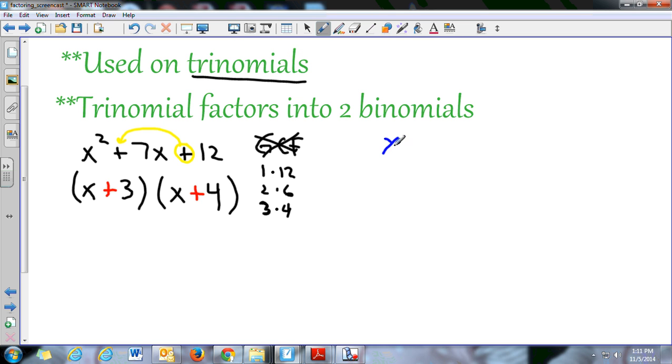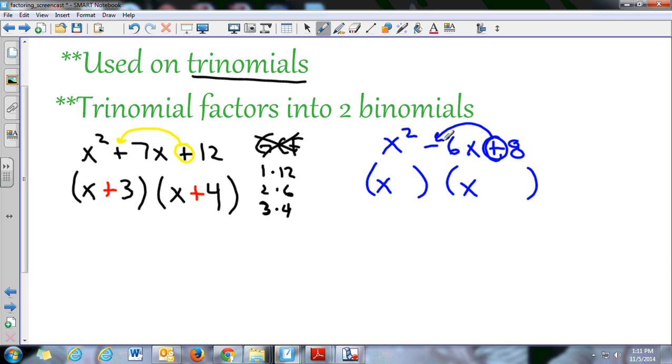Let's say we've got x squared minus 6x plus 8. So very similar to the last one. Again, no greatest common factor. X squared breaks into x and x. Again, plus sign in front of the 8 says go to the middle. Both of these will be minus. Factors of 8: 1 and 8, 2 and 4. 2 and 4 gives me 6, so x minus 2 times x minus 4.